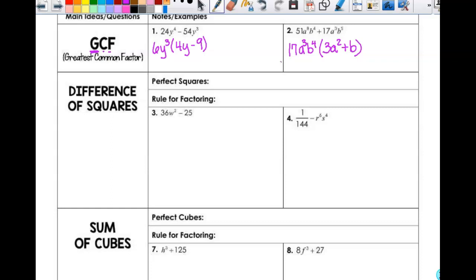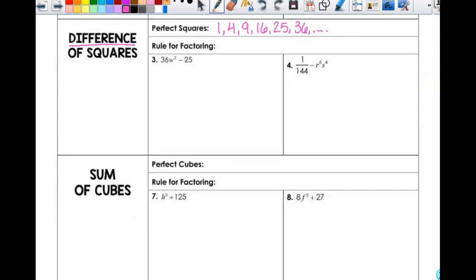And let's look at difference of squares. Difference of squares. There's no sum of squares, only difference of squares. So your perfect squares are numbers like 1, 4, 9, 16, 25, 36, and so on. You should know your perfect squares up to 25. And that doesn't mean just those first 5. That means you should know them up to 25, so you can get through this stuff quickly and accurately without getting stuck on numbers. So our rule for factoring a difference of squares.